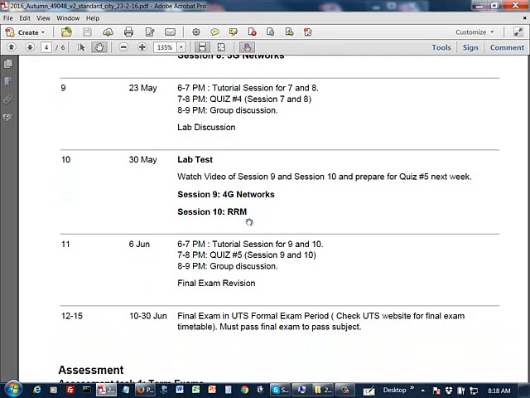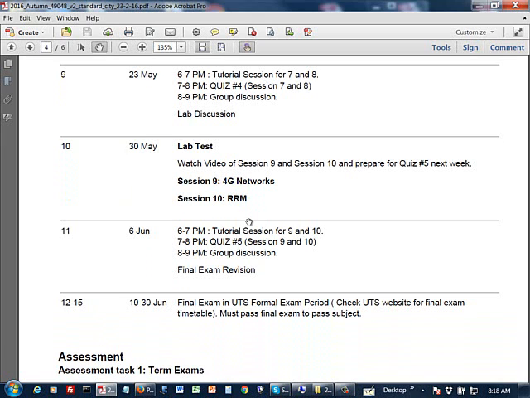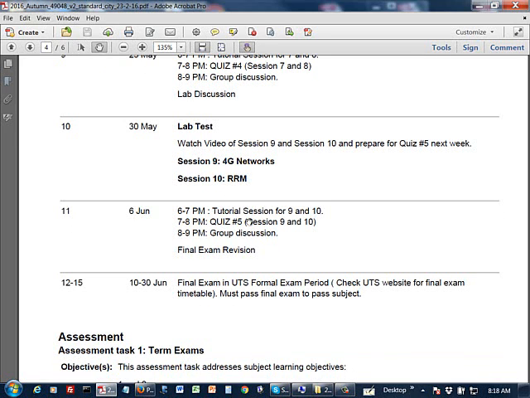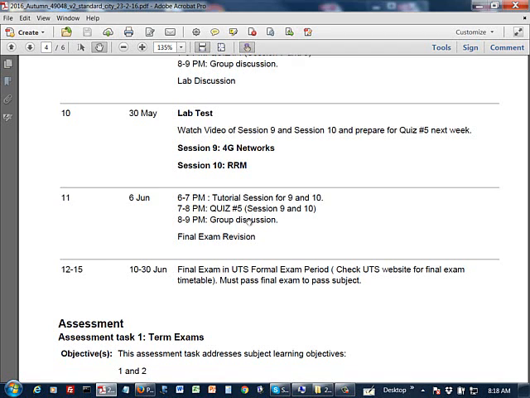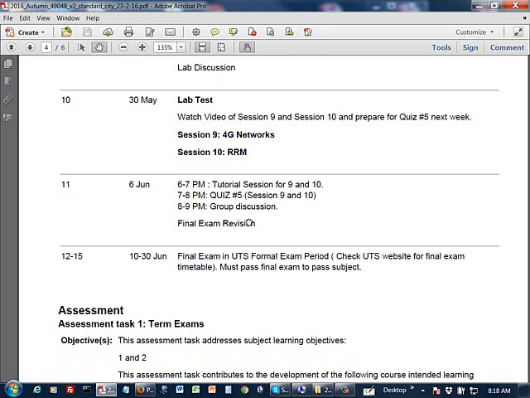Quiz number 5 will be based on session 9, which is 4G networks, and session 10, radio resource material. So this will bring us to week 11, and this is the last week of the teaching semester. We'll again start off by having some tutorial for session 9 and session 10, so you can raise all your doubts about them, followed by quiz number 5, and then we'll have a group discussion.